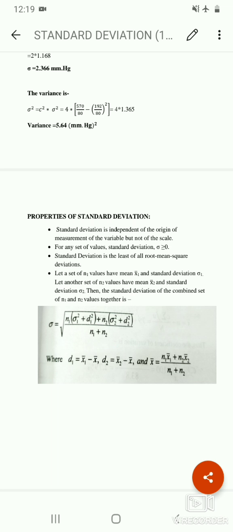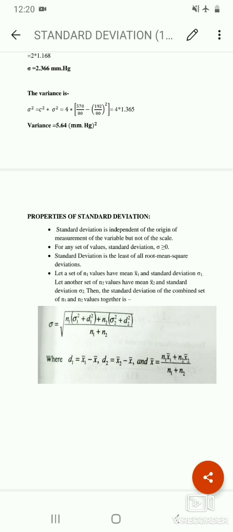So the first property was standard deviation is independent of the origin of measurement of the variable but not of the scale. The second property is for any set of values, standard deviation, that is sigma, is greater than or equal to 0, that means it is a positive value. The third property is standard deviation is the least of all root mean square deviations. And the last property is known as combined standard deviation. So let us see how to calculate combined standard deviation.